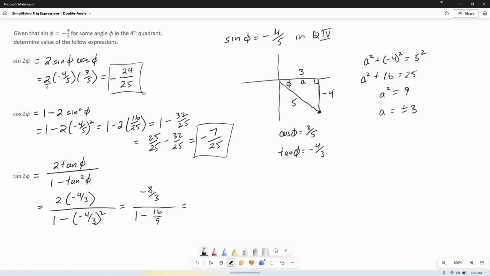And if we use a common denominator, 1 minus 16 over 9 would really be 9/9 minus 16/9. And so 9 minus 16 is going to be a negative 7. So we have a negative 7/9. So we have the fraction negative 8/3 over negative 7/9. And then we can flip and multiply. So we have a negative 8/3 times a negative 9/7.